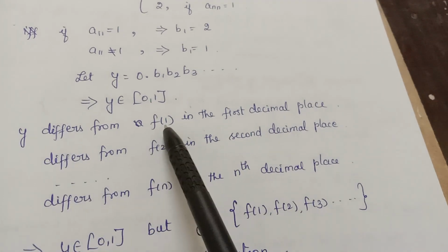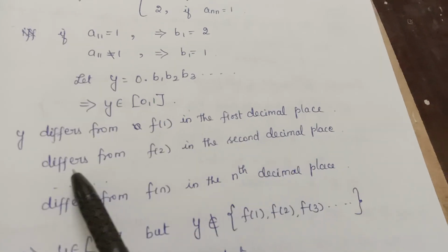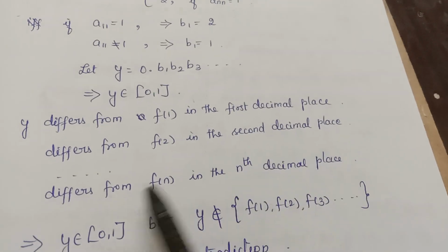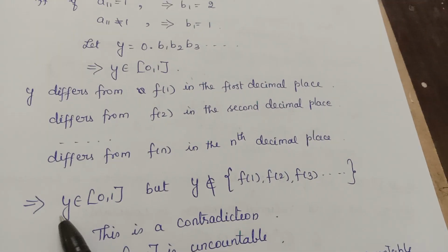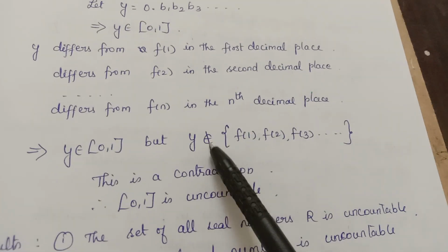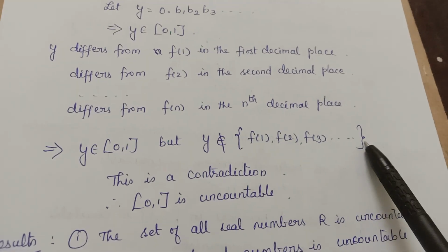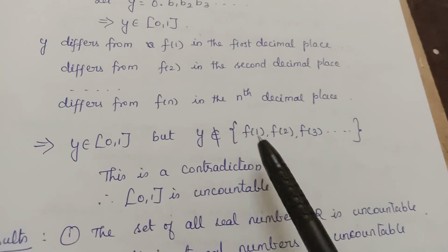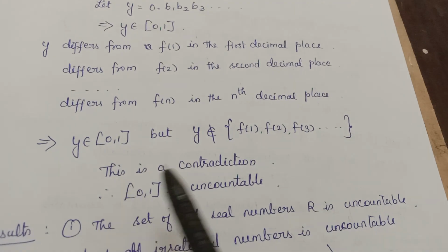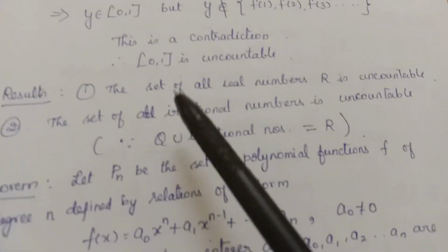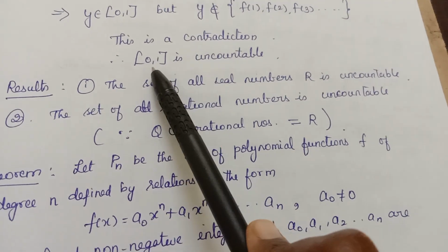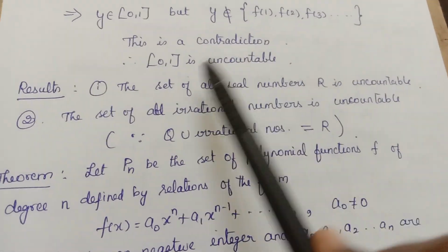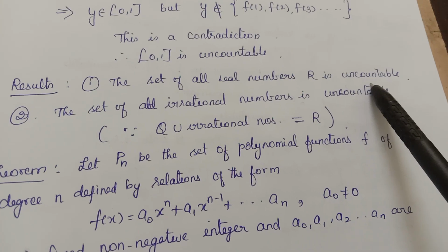But it differs from f(1) in the first decimal place. It differs from f(2) in the second decimal place, etc. It differs from f(n) in the nth decimal place. Therefore, this is an element of (0,1), but it doesn't belong to the image set f(1), f(2), and so on. That means f is not a bijection. Therefore, this establishes a contradiction. Hence, we prove (0,1) is uncountable. So, since this small interval is uncountable, its superset, the set of all real numbers, is uncountable.